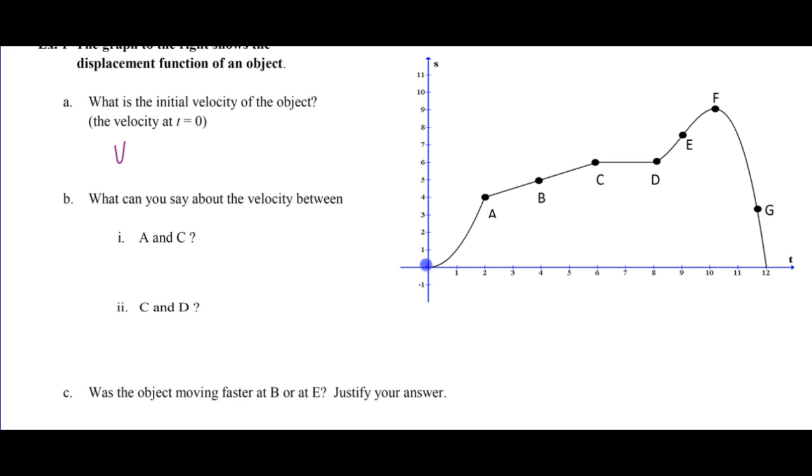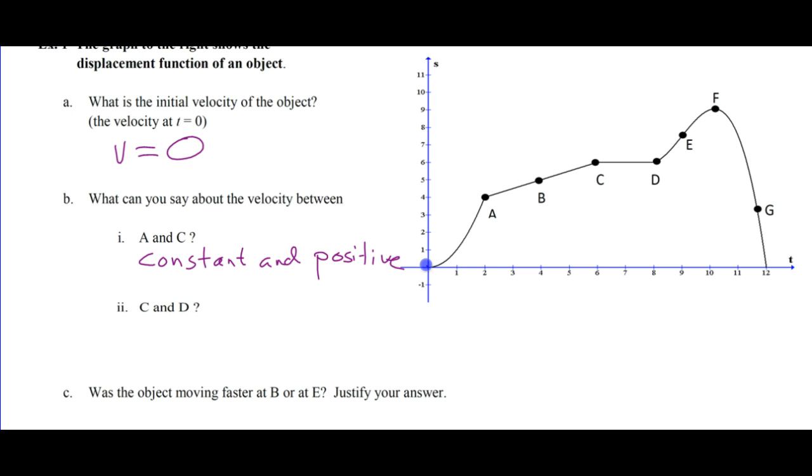Equals 0. What can you say about the velocity between A and C? It's constant, right? If it's a straight line, then the rate of change is constant. And what else about it? It's increasing, or positive, right? It has a positive slope. So constant and positive.